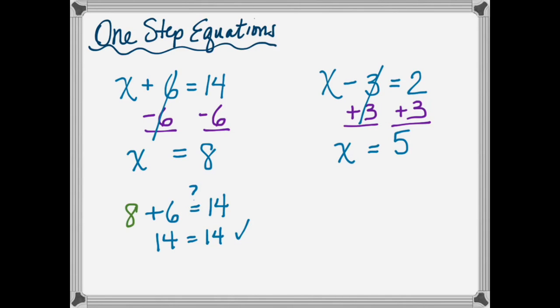For the next problem, let's plug in our 5, or substitute our 5 for x. So that's going to say that 5 minus 3 equals 2. Well, 5 minus 3 is 2, so 2 equals 2, and that checks as well.